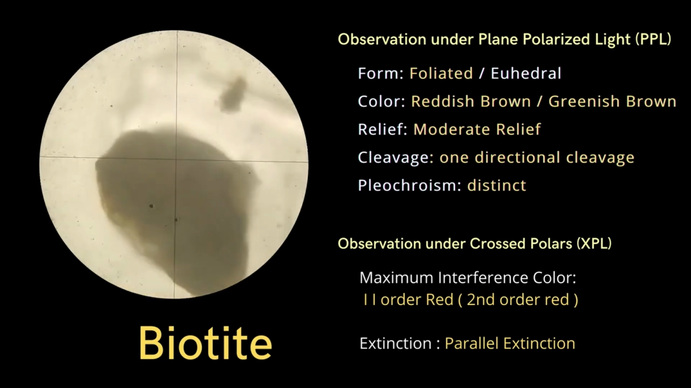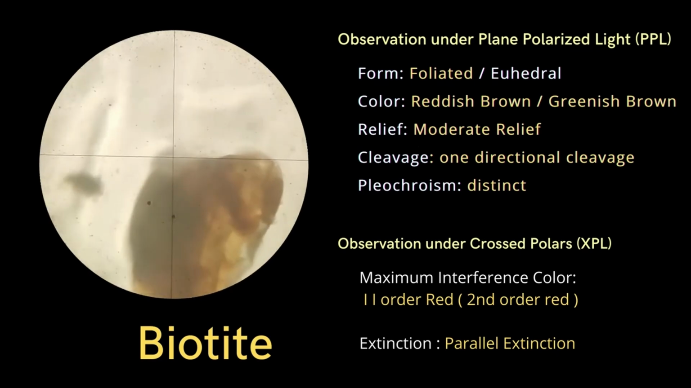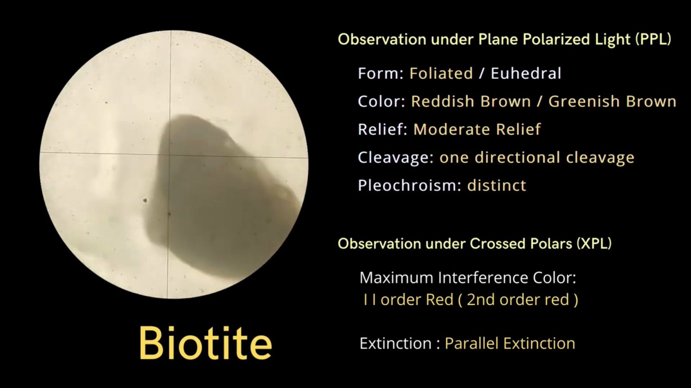It exhibits moderate relief. A key optical feature of biotite is one perfect cleavage direction. Pleochroism is strong in biotite. You will notice it shifts from light brown to dark brown as the stage is rotated.